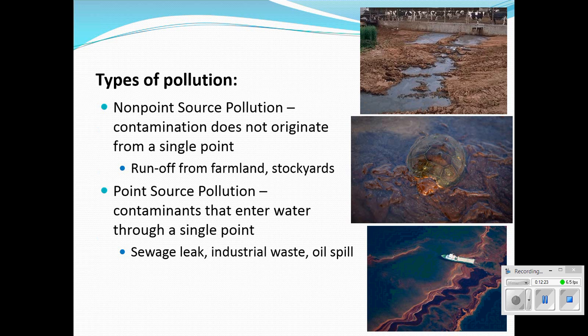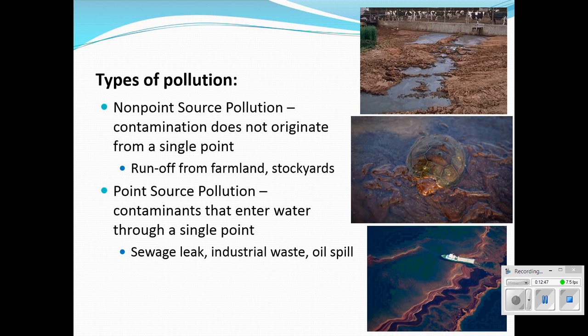So there are a couple different types of pollution. There's non-point source pollution, and then there's point source pollution. Non-point source pollution is when contamination does not originate from a single point. It comes from all over, like runoff from farmland or stockyards, like manure being moved and then put into a water stream.